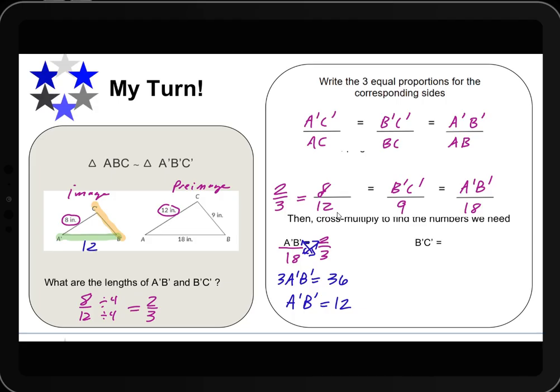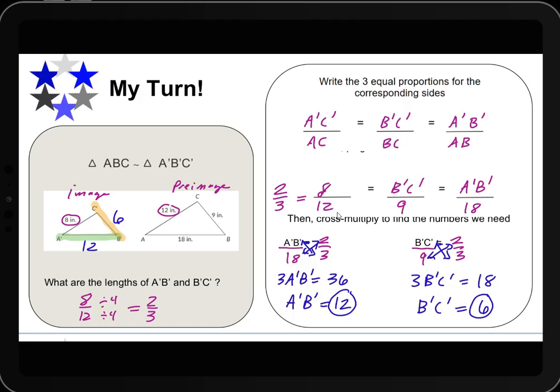Likewise, with B prime C prime, I'm dividing it by 9, and that should also equal 2 over 3. So I can go ahead and cross multiply here. So I get 3 times B prime C prime equal to 2 times 9, which is 18. And then I can divide both sides by 3 in order to get 6. So now I have both of the missing lengths of that image that we were originally given, and I'm utilizing the proportions and the cross product property or the cross multiplication technique to solve those particular missing lengths right there.